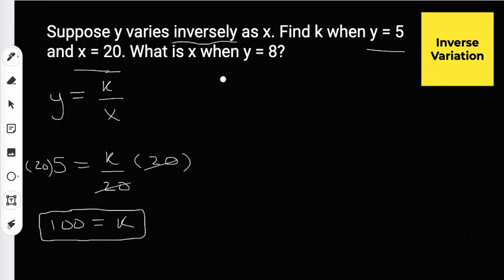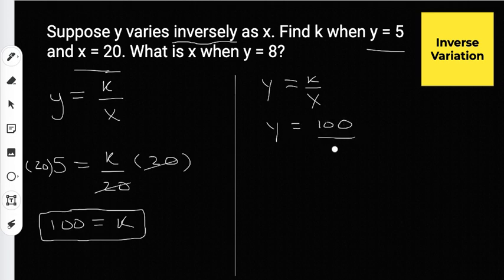So now when I rewrite my formula on the other side, I'm going to let k be 100. So I got y equals k over x. I'm going to rewrite that as y equals 100 over x. I'm just letting k be 100. And then they ask the question, what is x when y equals 8? So if y equals 8, I can replace that y with an 8. So 8 equals 100 divided by x.